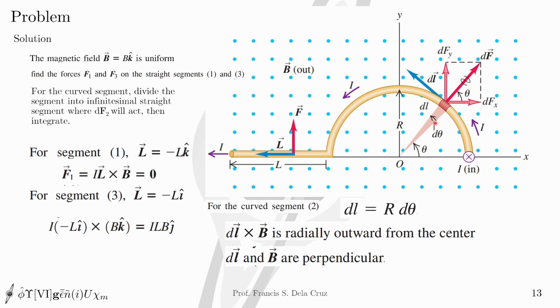It means that dl is tangent at every point in this semicircle. If you have an ellipse, then dl and B is still perpendicular, and dl would still be tangent, but it would have a harder solution. It would be more complicated because it is not a semicircle but a semi-ellipse, like that.